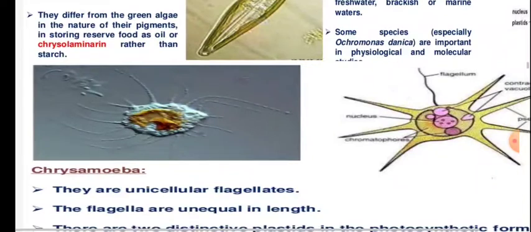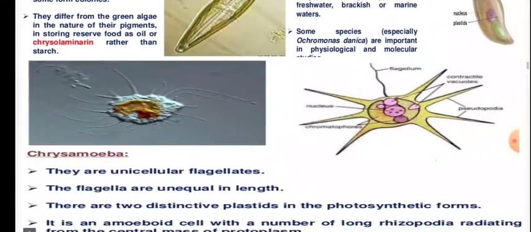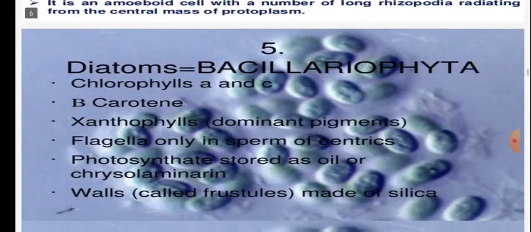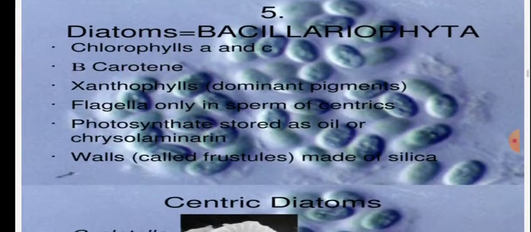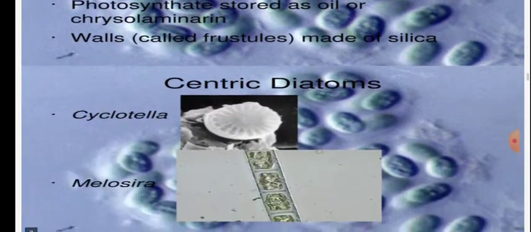So this is the Chrysoamoeba. Commonly it is called a Chrysoamoeba. It shows the flagella present. Then secondly, diatoms are there, Bacillariophyta. Chlorophylls A and C, beta carotene, and xanthophylls are the dominant pigments. The flagella are only in the sperm or gametes of these. Then photosynthetic product is stored as oil or chrysolaminarin. The walls are made up of silica.